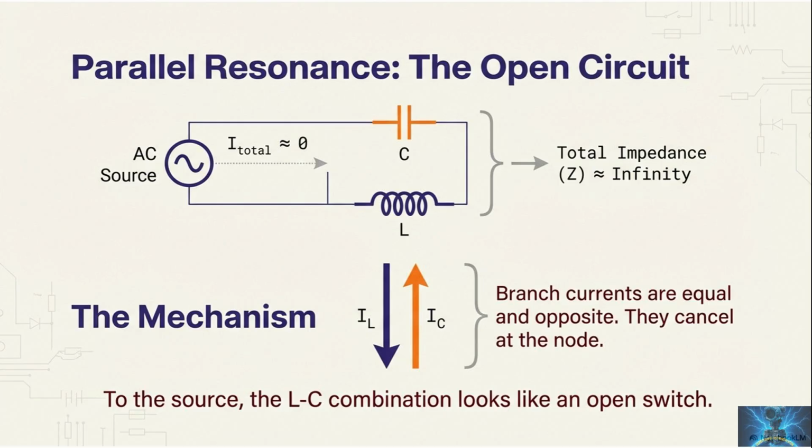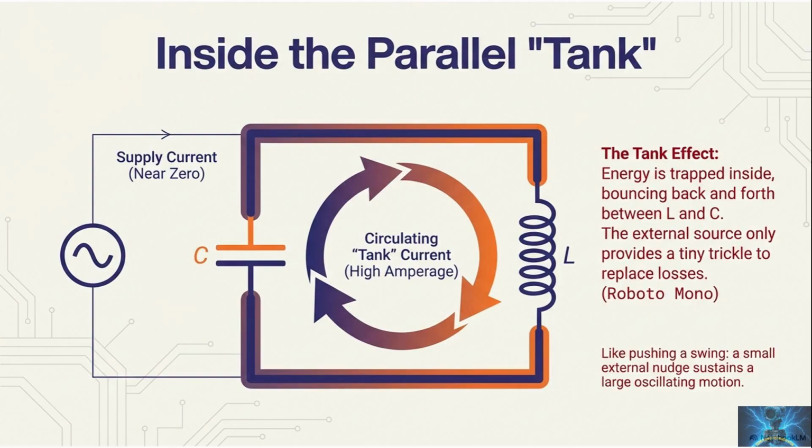In a parallel inductance-capacitance circuit at resonance, total impedance becomes very large. To the source, it can look like an open switch. The branch currents through the inductor and capacitor are equal and opposite. They cancel at the node, so supply current can drop very low. So series resonance looks like a short circuit, and parallel resonance looks like an open circuit. This parallel circuit is often called a tank circuit.